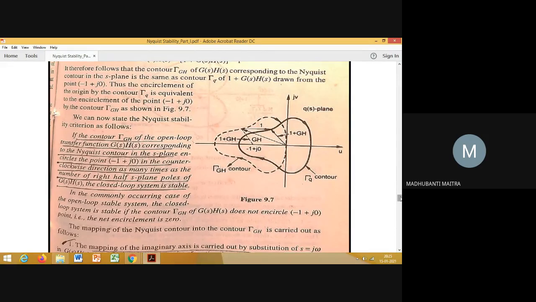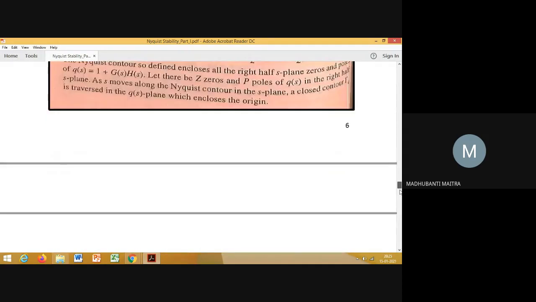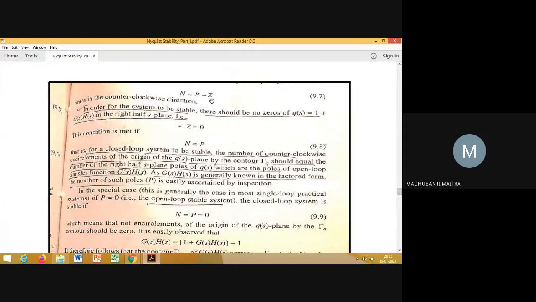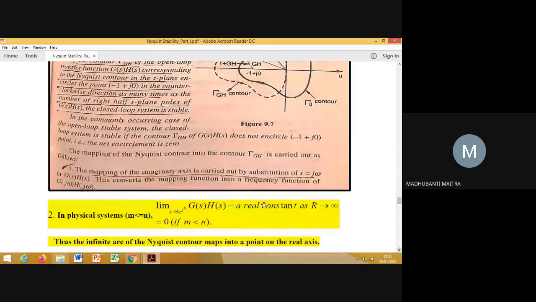That means from this equation it's clear that Z will be 0. The number of roots of the characteristic equation lying in the right half of the s-plane will be 0, and hence the system will be stable. In the commonly occurring case of the open loop stable system, the closed loop system is stable if the contour tau GH of G(s)H(s) does not encircle -1 + j0, this critical point, that is, the net encirclement is 0.